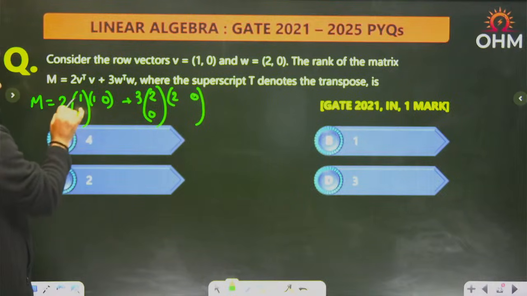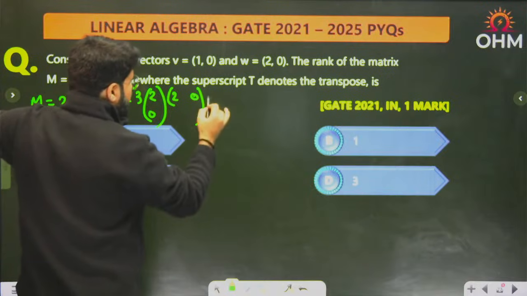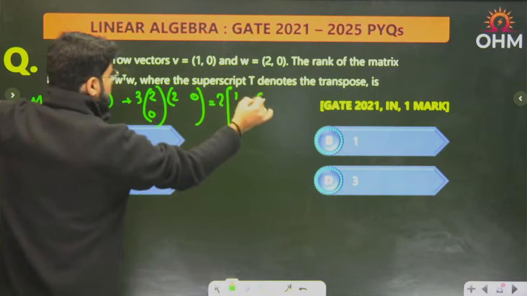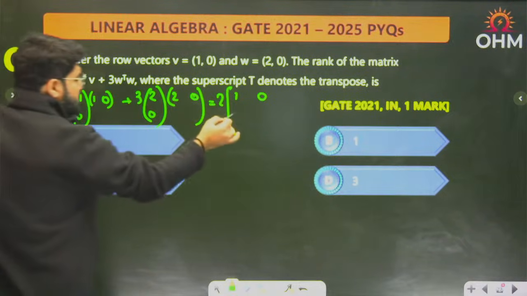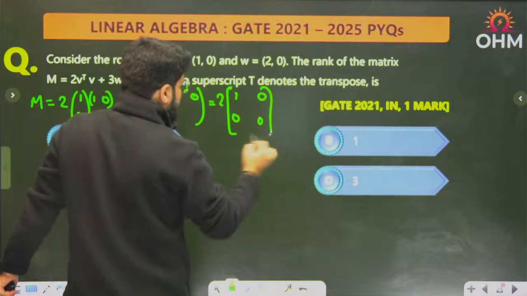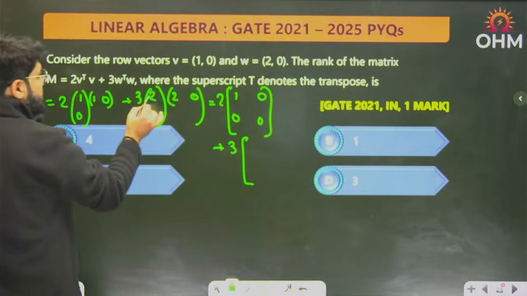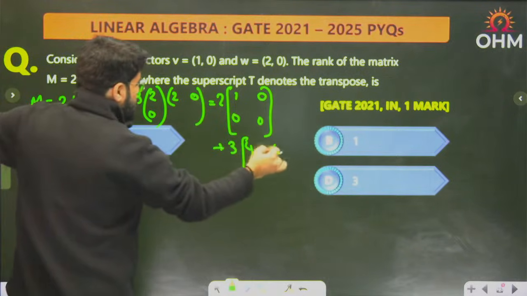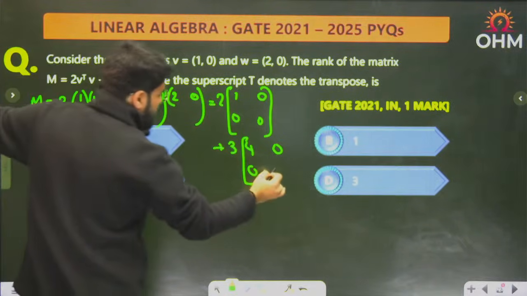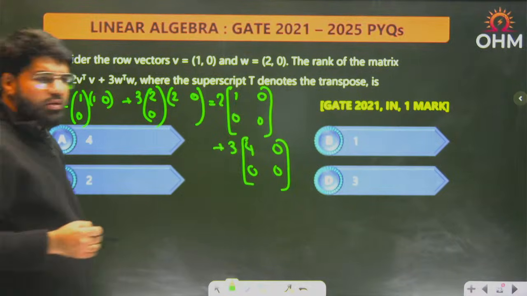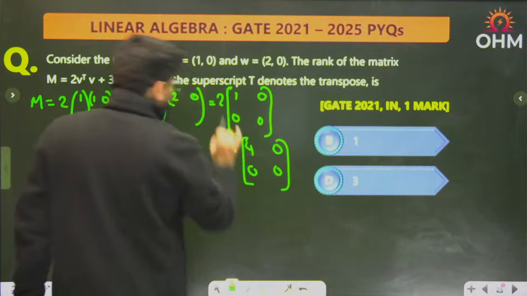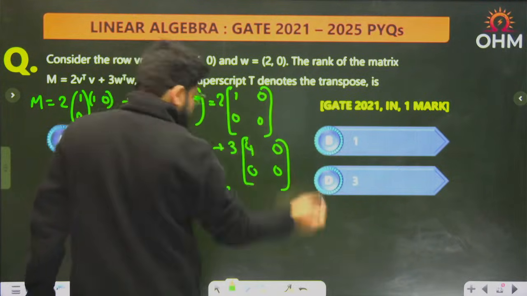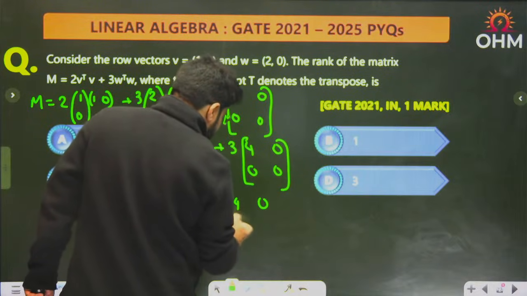Now, you know how we will multiply first row with first column. 1 into 1 will be 1. So this will be 2 times 1 into 1, 1, then 1 into 0, 0, then second row first column, 0 into 1, 0, 0 into 0, 0, plus 3 times, here 2 into 2, 4. Next, 2 into 0, 0, 0 into 2, 0, 0 into 0, 0. Just add the numbers. So the matrix M is now equal to 2 plus 12, 14, but the rest are all 0. 2 into 0 also will be 0. So all these 3 elements are 0.